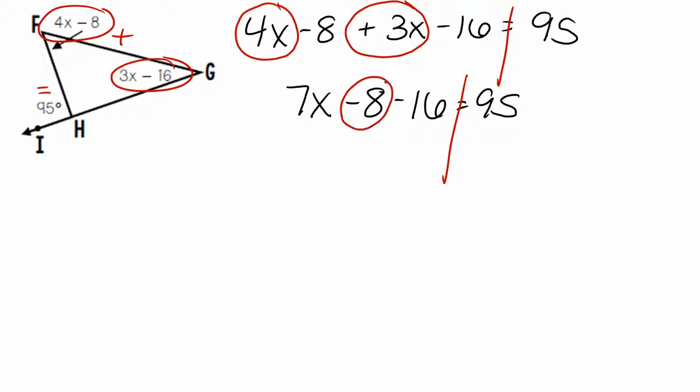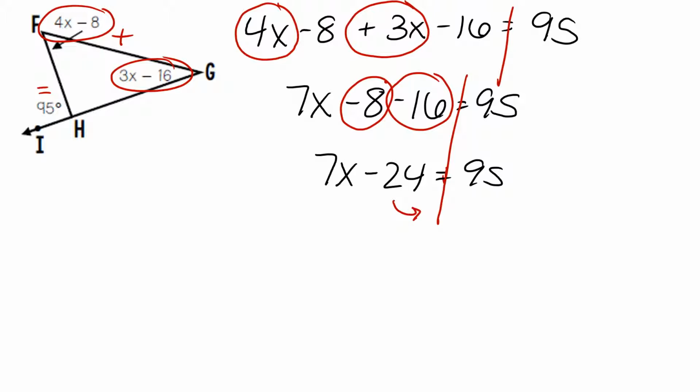Still combining like terms, we can combine the minus 8 and the minus 16. Negative 8 minus 16 is going to give us a minus 24. Still combining like terms, 24 and 95 are on opposite sides, so we do the opposite operation. Instead of minus 24, we do the opposite, we do a plus 24. 95 plus 24 is 119.